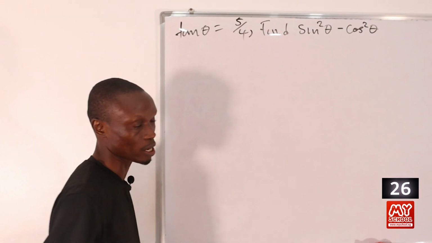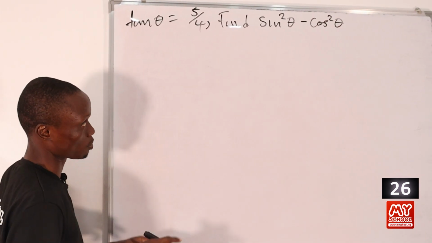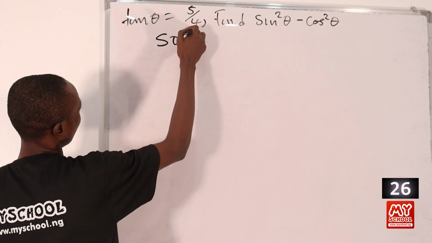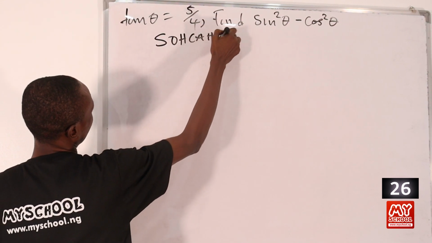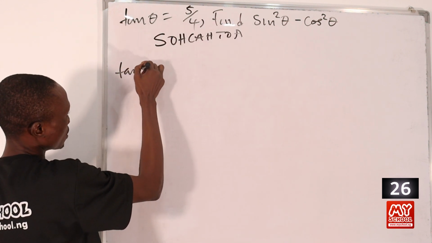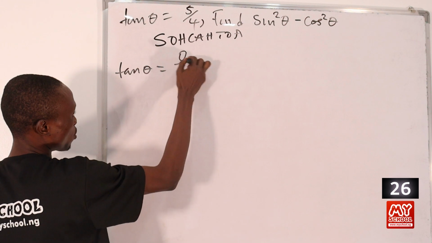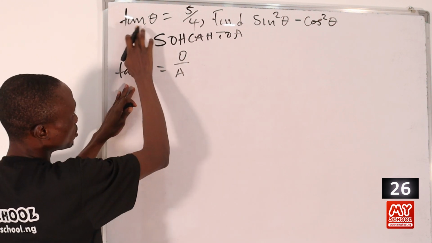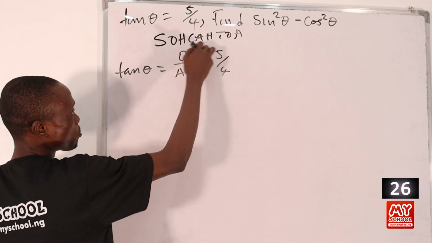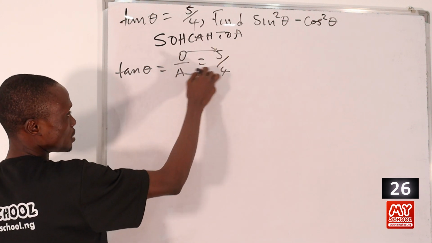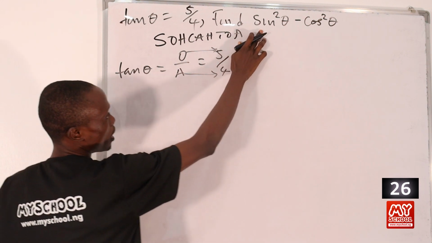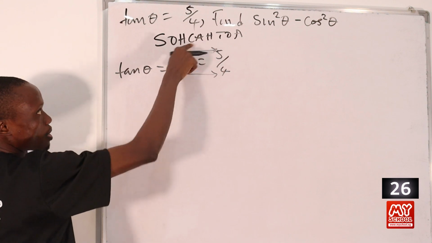So to solve questions like this, you need the idea of SOHCAHTOA because it will help in directing you. So let's write out our SOHCAHTOA here, right? In this question we are given tan, but remember that tan theta, according to SOHCAHTOA, is opposite all over adjacent, and here we are given tan theta to be equal to 5 over 4. So here we can say that our opposite is 5 and the adjacent is 4, right? But for us to get sine and cos, we need to get the hypotenuse.